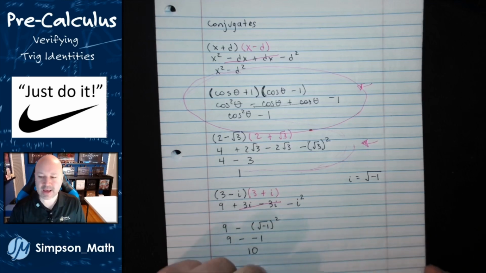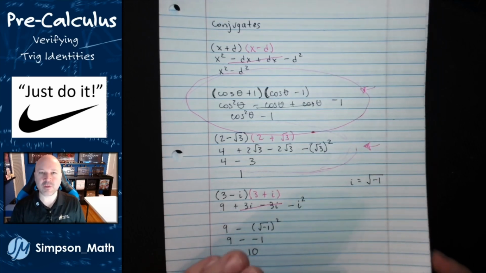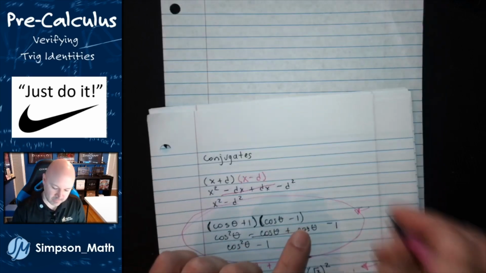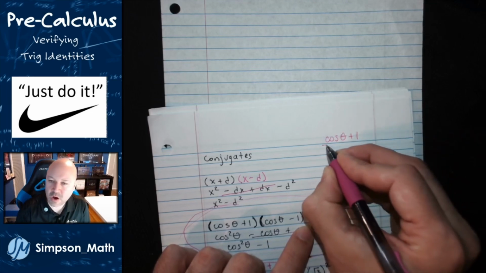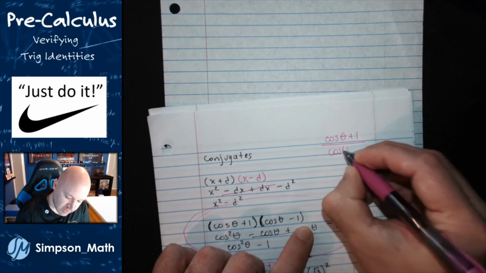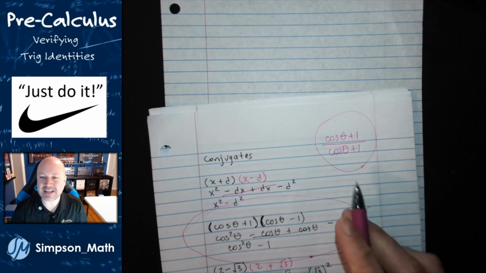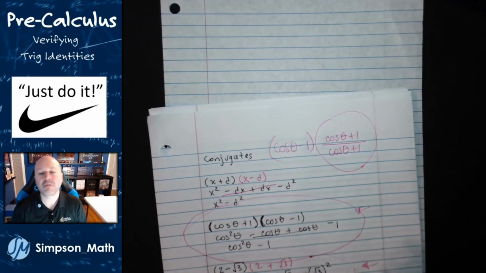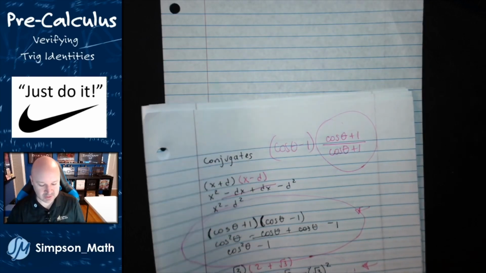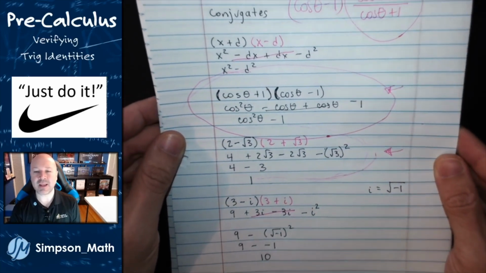Now, I said before, we can't just willy-nilly multiply by random numbers. The only thing I'm allowed to multiply by is 1. But I think maybe you can agree, cosine theta plus 1 over cosine theta plus 1 is a very fancy way of saying 1. And that would be the conjugate to cosine theta minus 1. Okay, so I just wanted to go off on that little conjugate tangent. I think some of this information may come in handy in a little bit.